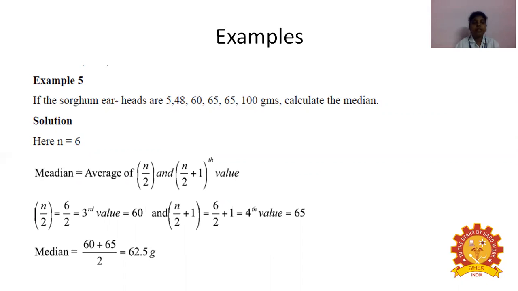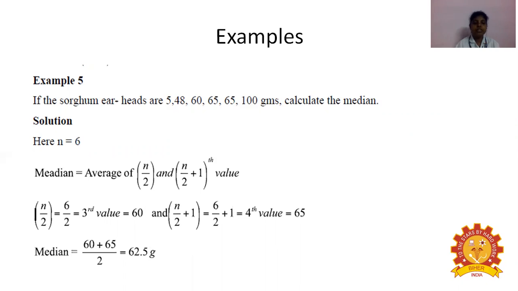Next problem. If the sorghum ear heads are 45, 48, 60, 65, 65, 100 grams, calculate the median. Solution part. Here n equals 6. That is even case. Median equals average of n by 2 and n by 2 plus 1th value.